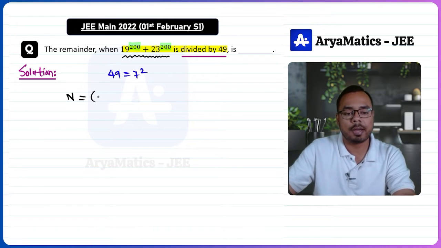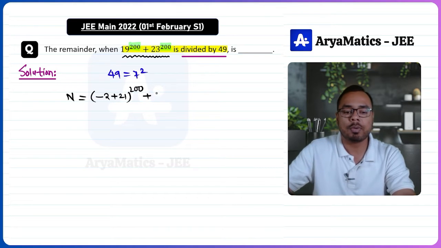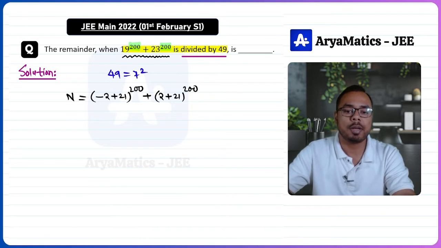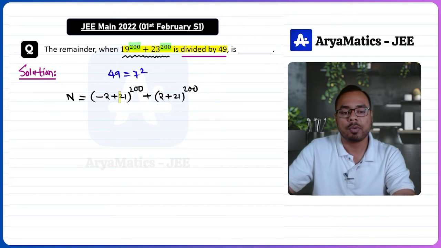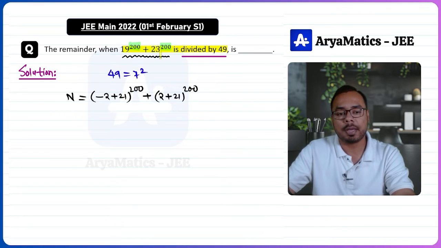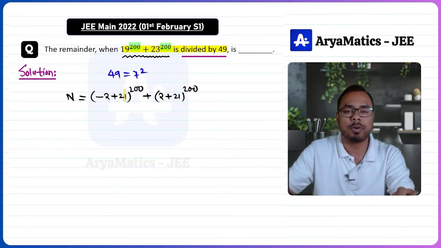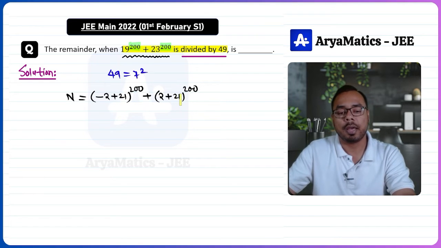So 19 we can write as minus 2 plus 21, this raised to 200, and 23 you can write as 2 plus 21, and this raised to 200. Because we have the same exponent, and we are dividing by 49, which is 7 square, and 21 is a multiple of 7, we can break 19 and 23 symmetrically about 21. We can write 19 as 21 minus 2 and 23 as 21 plus 2.